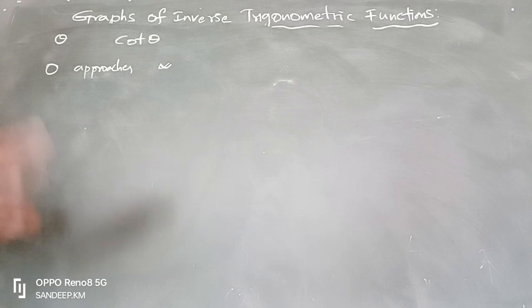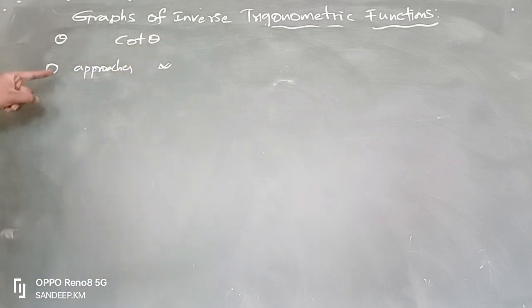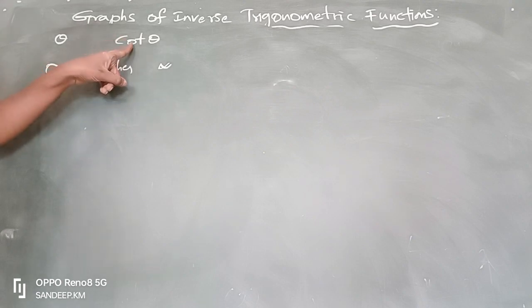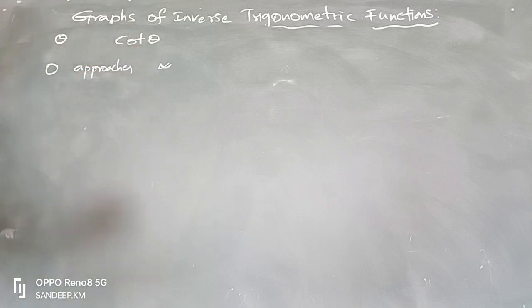If you have any doubt whether it is approaching plus infinity or minus infinity, we are approaching 0 from the right side, 0 point something. The angle is 0 point something, which means the angle is in the first quadrant only, right? In the first quadrant, all trigonometric ratios are positive. So cot theta is also positive, so plus infinity. You got it? Remember like this.